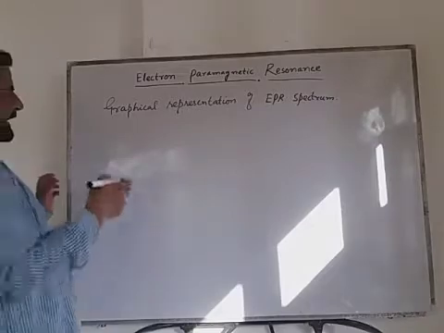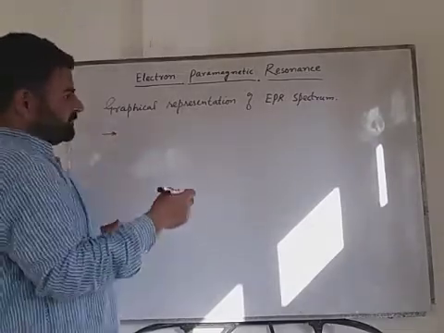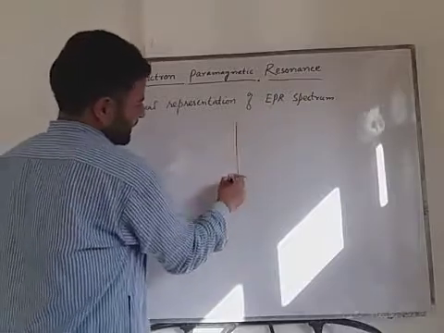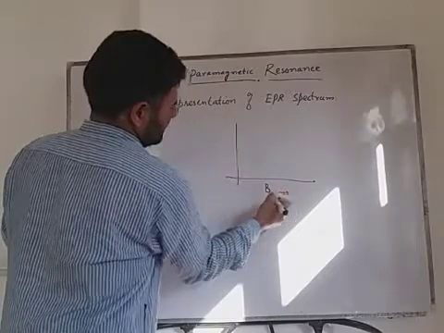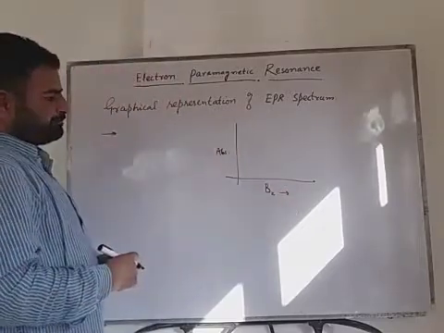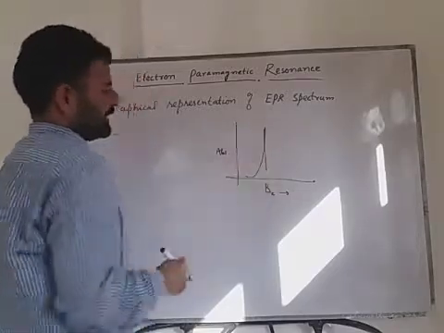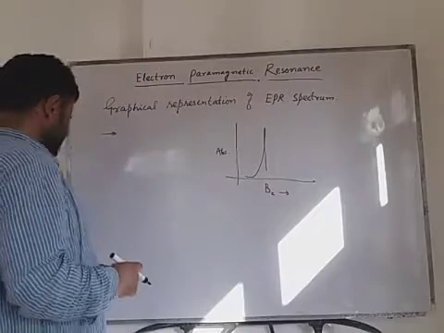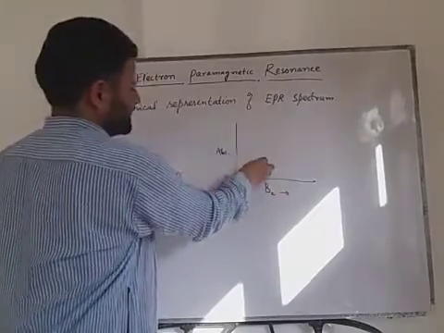I will tell you. In NMR, as you might have read, what we do is take the spectrum between magnetic field Bz versus the absorbance. In case of NMR spectroscopy, but here it is generally discouraged to take the spectrum like this.